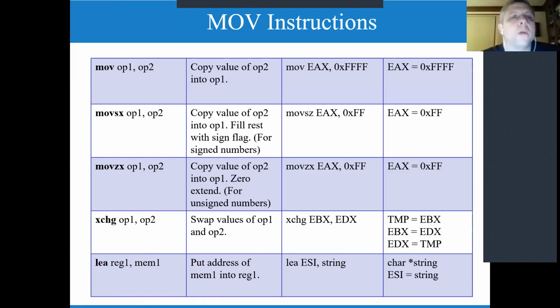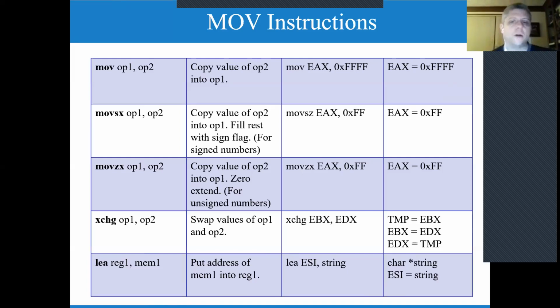The one that you'll probably see the most is mov. This will copy the value that's in operand 2 into operand 1. So if we have the example mov EAX, 0xFFFF, this is the same as saying EAX is equal to 0xFFFF.